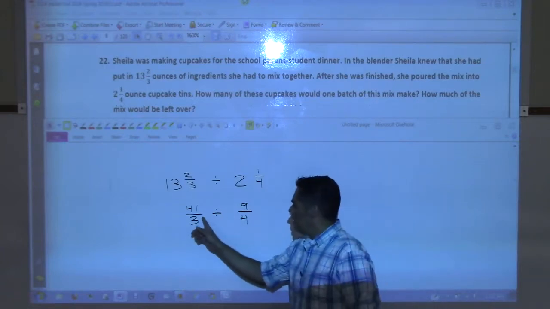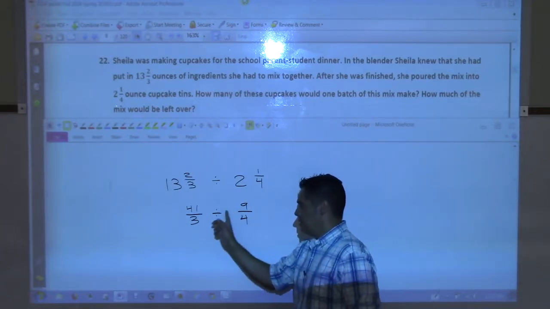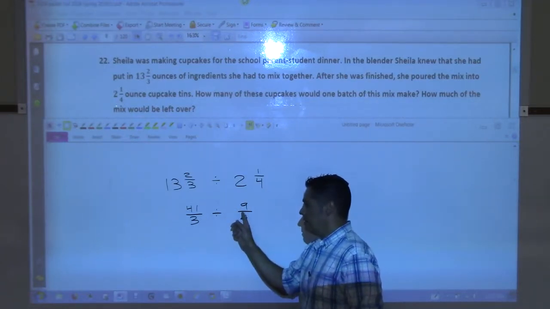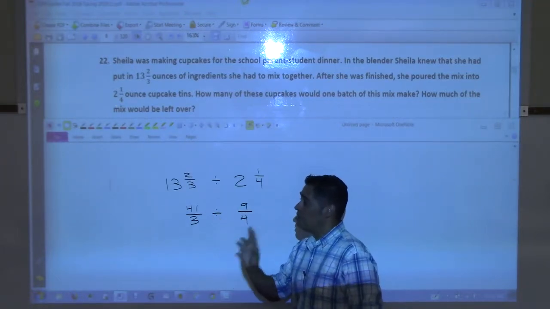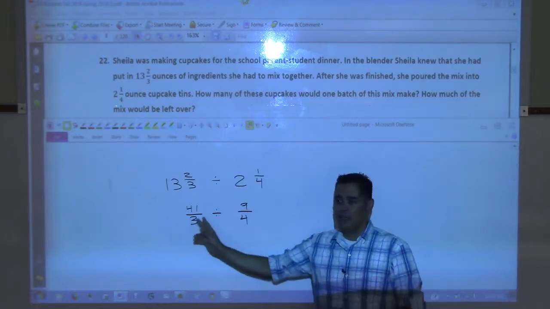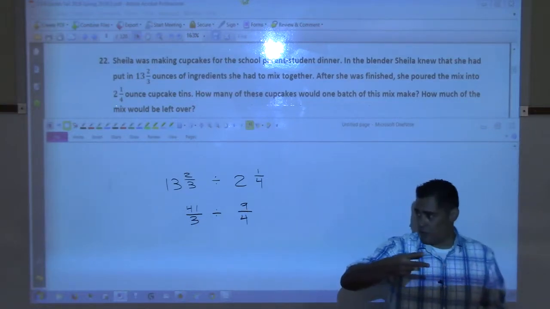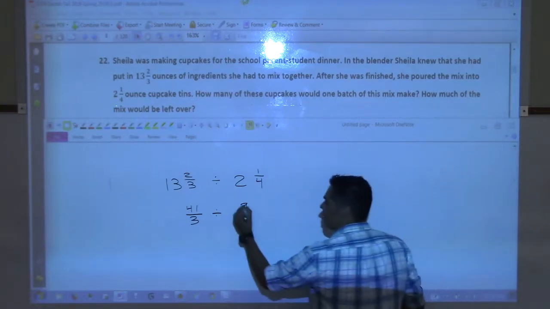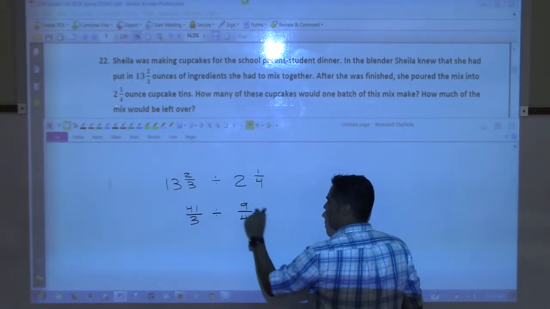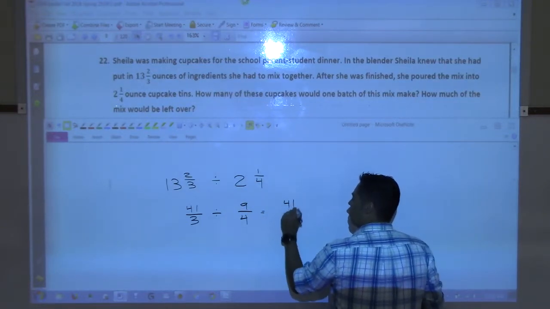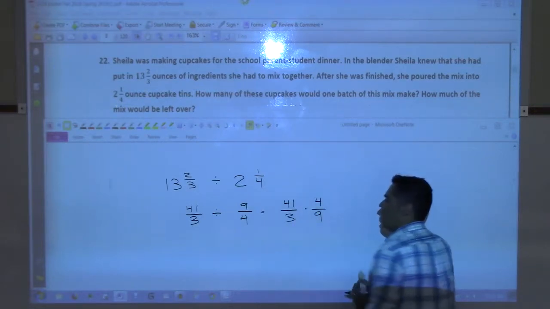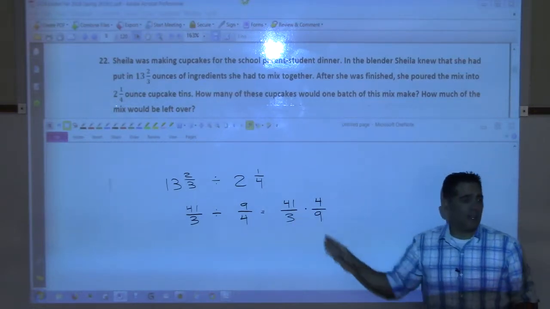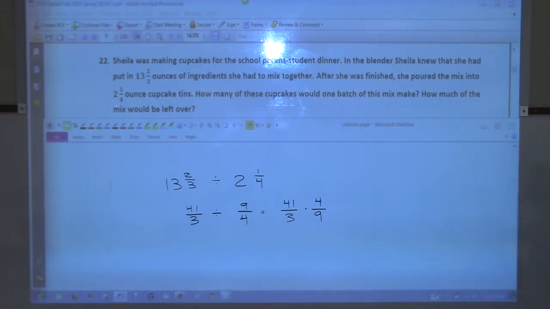Now, Jared, can I cancel these? The 3 and the 9? Let's see. Not yet, okay? So you do not do any reducing until after you've flipped the fraction. So that's kind of a danger zone there. Don't touch this yet. Now, 41 over 3, flip it, so 4 over 9. And now we're going to do multiplication. Notice nothing cancels, right?